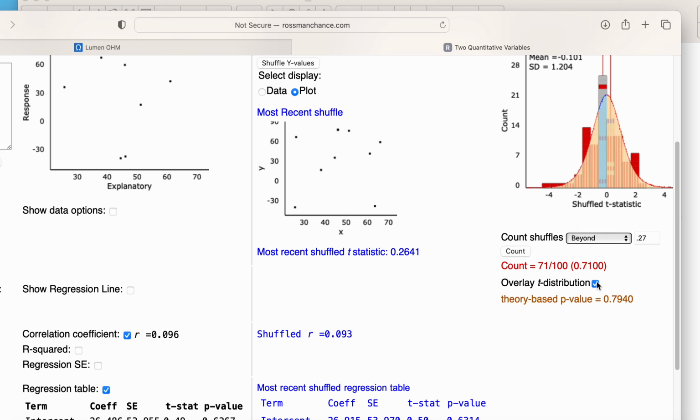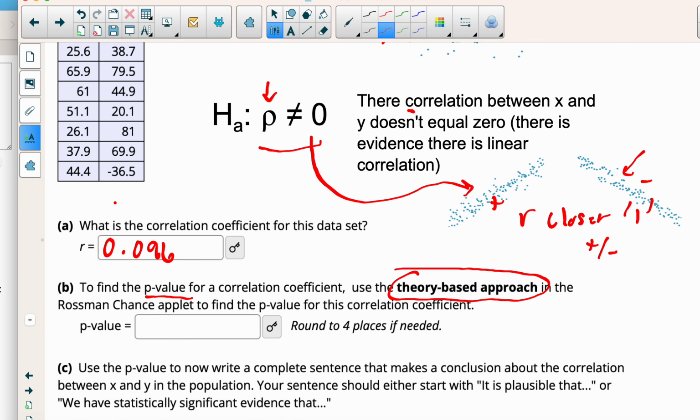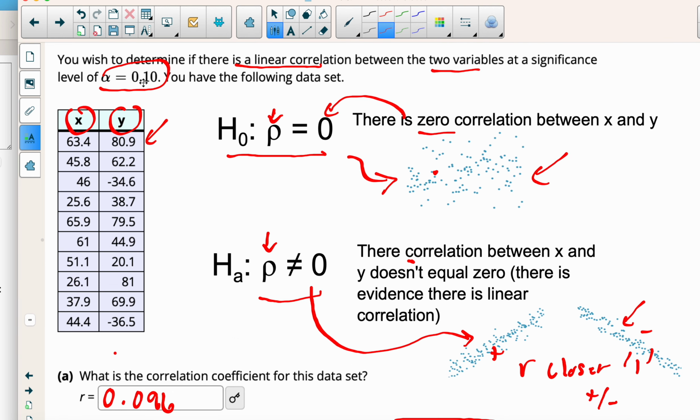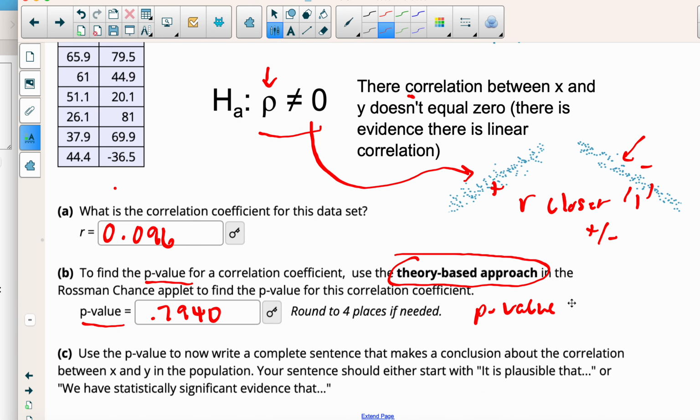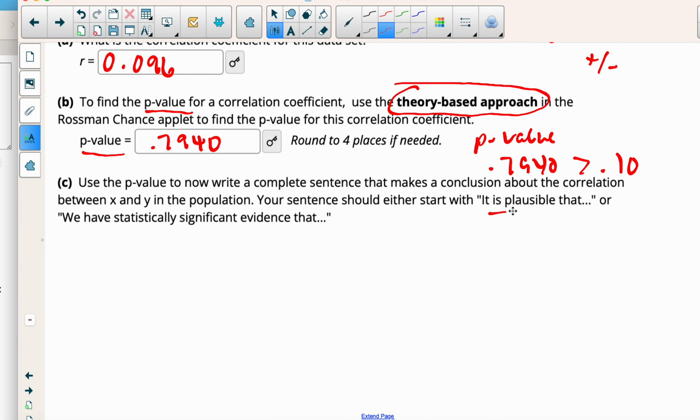And then we're going to click here to come up with the theory-based p-value. It's going to give us both. When we did the simulated value, it gave us 0.71. When we do a theory-based value, it gives me 0.7940. That's my p-value. The p-value, we always compare to our alpha, 0.1. This is way bigger. The p-value 0.7940 is bigger than 0.1, meaning that we say that the null is plausible.